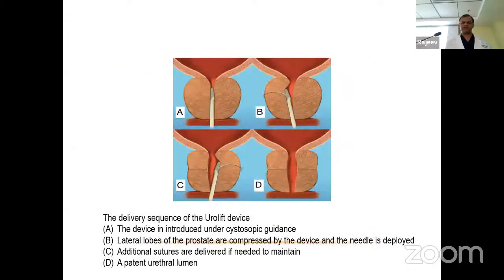This is the technique of delivering the UroLift device. The device is introduced under cystoscopic guidance. The lateral lobes of the prostate are compressed by the device and the needle is deployed. Additional sutures may be delivered if needed to maintain a patent urethral lumen.